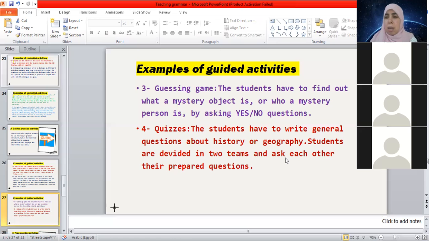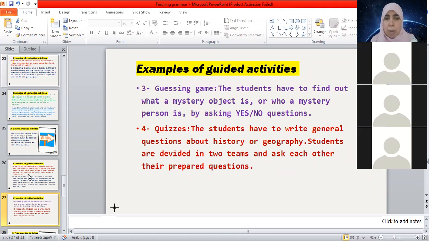The information itself can be false. Maybe our students don't know when they built the Cairo Tower, so they can't know this information. But I'm caring about the target structure. So they built the Cairo Tower in... We are not sure about the date. The point is, it's all about the grammar structure. Students practice using the grammar structure. I really like this activity, quizzes.